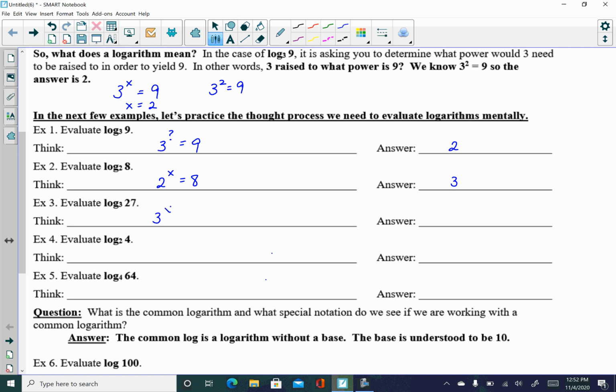Then the next one, we'll do one more here together. 3 raised to what power equals 27? That's what it means to take a logarithm, that the base raised to some power equals this argument here. So I'm asking myself here, 3 raised to what power equals 27? Hopefully you agree, that's also 3. I recommend you pause the video, try example 4 and 5, make sure you're tracking with me.